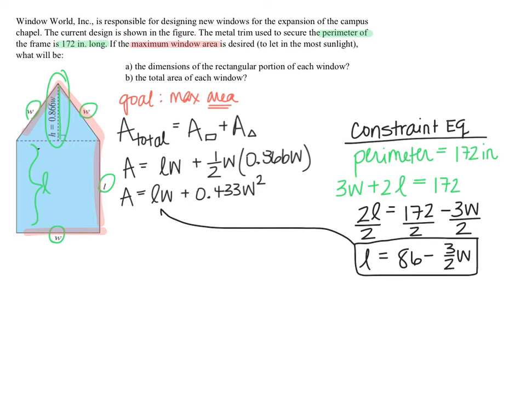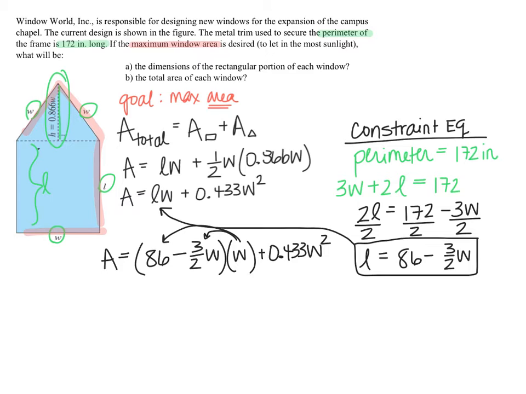And I'm going to now substitute that constraint equation into my area model, and that will eliminate the variable L and leave me with an equation that is entirely in terms of W. So 86 minus 3 halves W, times W, plus 0.433 W squared is my model. I do want to go ahead and simplify, so let's distribute. We'll distribute the W. So our area is equal to 86W.